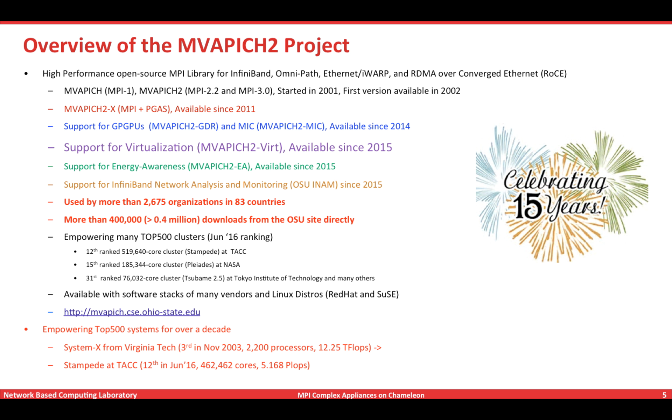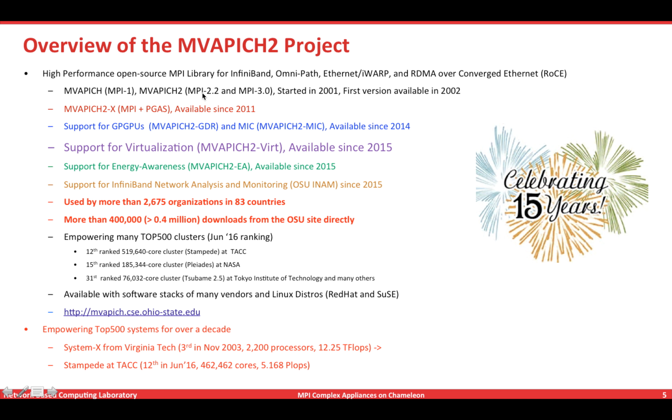So before I go to demos, I want to first introduce the MVAPICH2 project. MVAPICH2 is a high-performance open-source MPI library for Infiniband, Omni-Path, Ethernet, iWARP, and RoCE networks. The MVAPICH2 project has been available to the community for almost 15 years already.